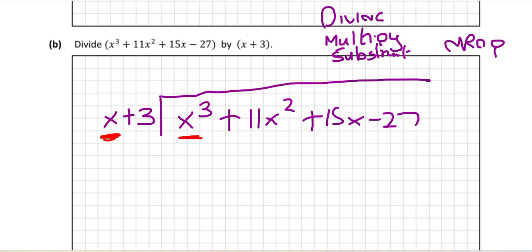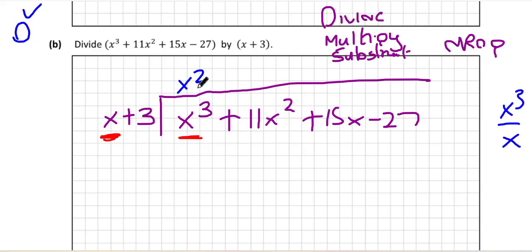So the way this works is we line it up underneath. And the first thing we're going to do is x cubed divided by x. What's x cubed divided by x? x squared. That's divide completed. Divide, you're done. What's stage 2? DMS. What do I do with M? Multiply.